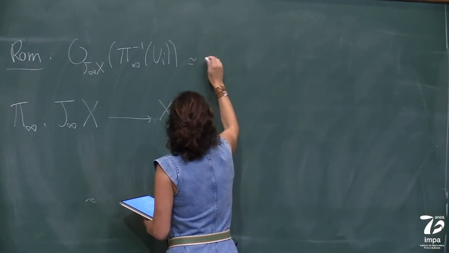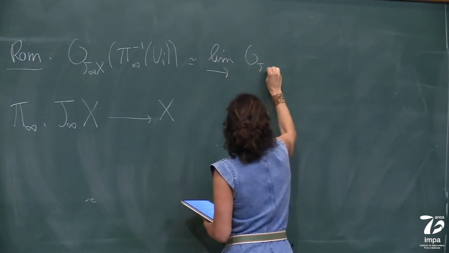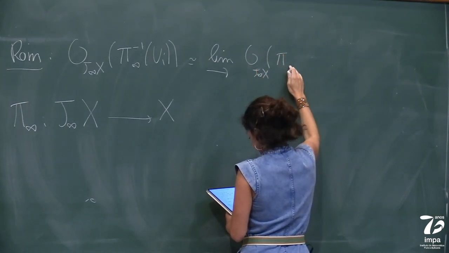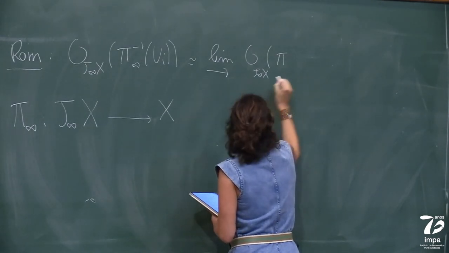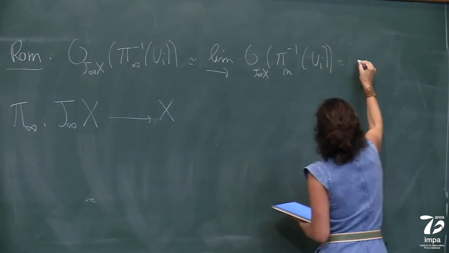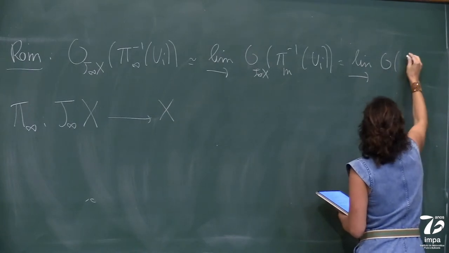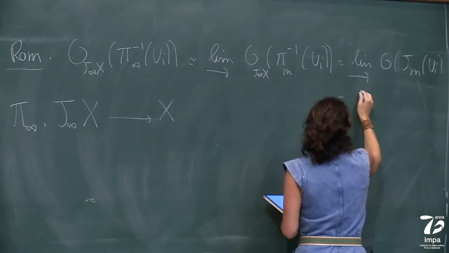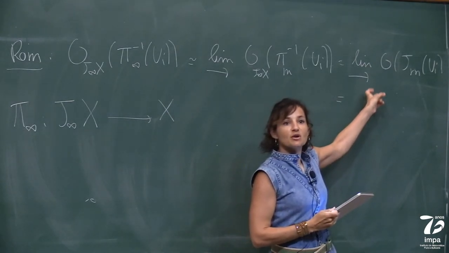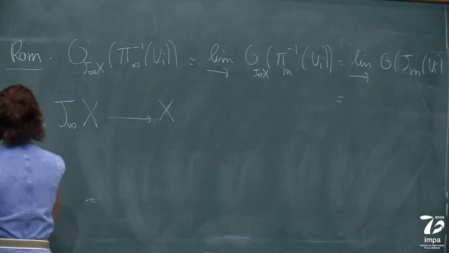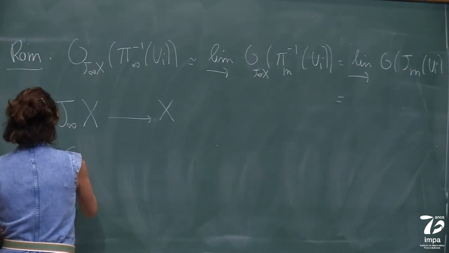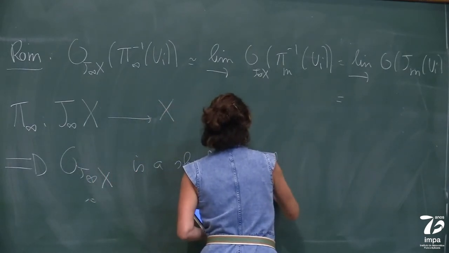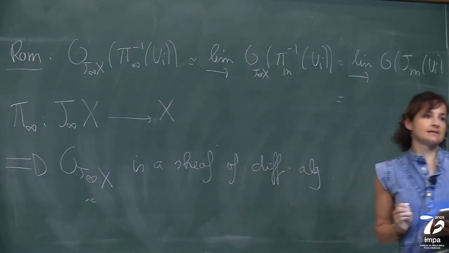This is the same as the inductive limit of the pushforward by pi, so here I have the same as this, and which is still the same as the inductive limit of the arcs of this. And then here, this is the coordinate ring of the arc space of U. So what I want to say is that it is what I said in the introduction. The structure sheaf of the arcs of X is a sheaf of differential algebras. All right. Okay.